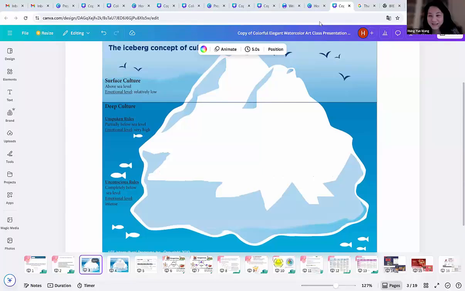Not yet. May I have any teacher share what you think can be a surface culture? Like the top, not under the ocean water, a kind of shallow one. We can see, obviously we can see.